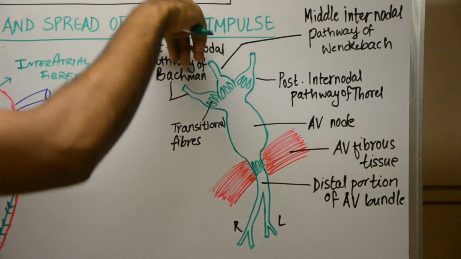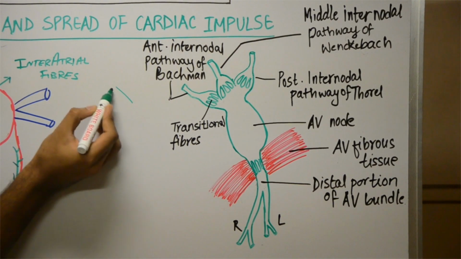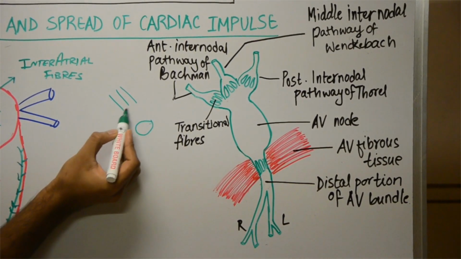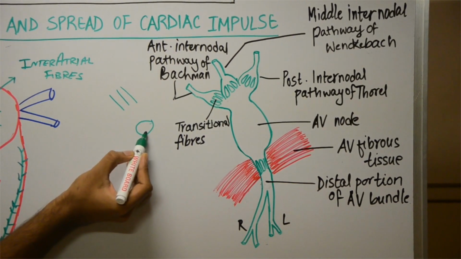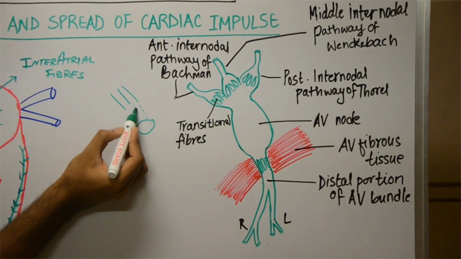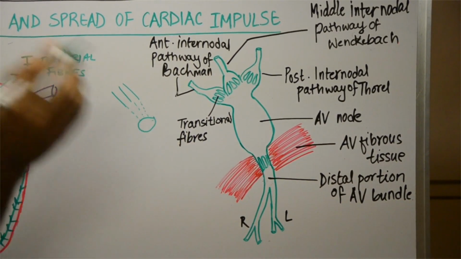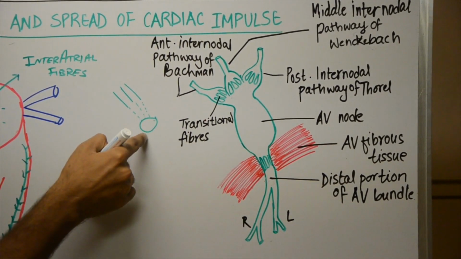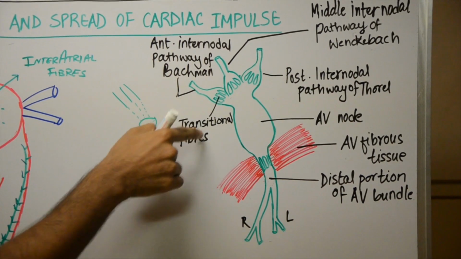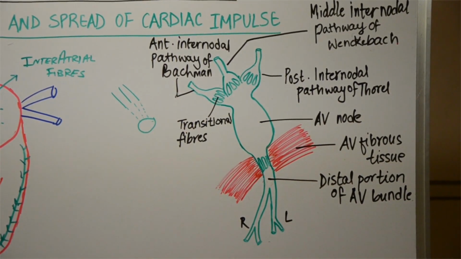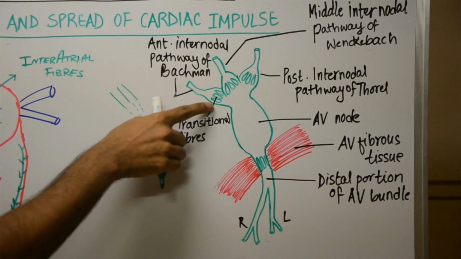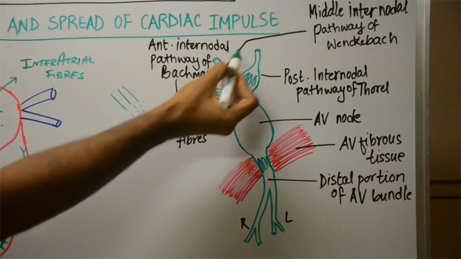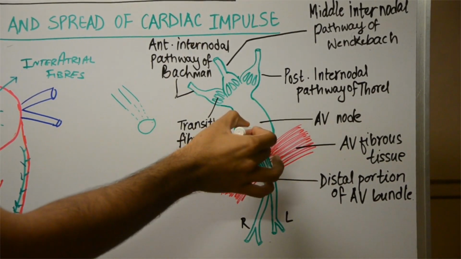Between the termination of these three fibers, imagine these are the three fibers that are coming, and this is the AV node. Between the termination of these three fibers and the AV node, there are special fibers, right? There are special fibers which connect the ends of these three internodal pathways with the AV node, and these fibers are known as transitional fibers. So transitional fibers connect the three internodal pathways to the AV node.